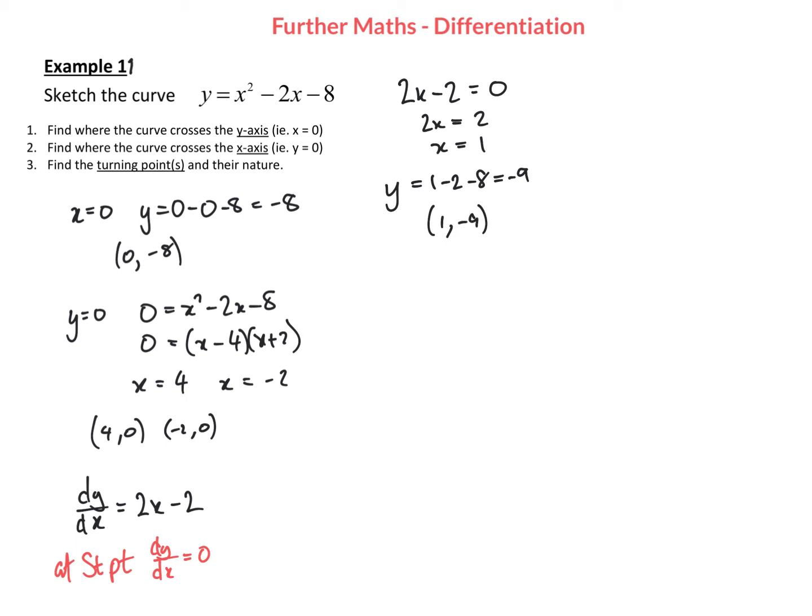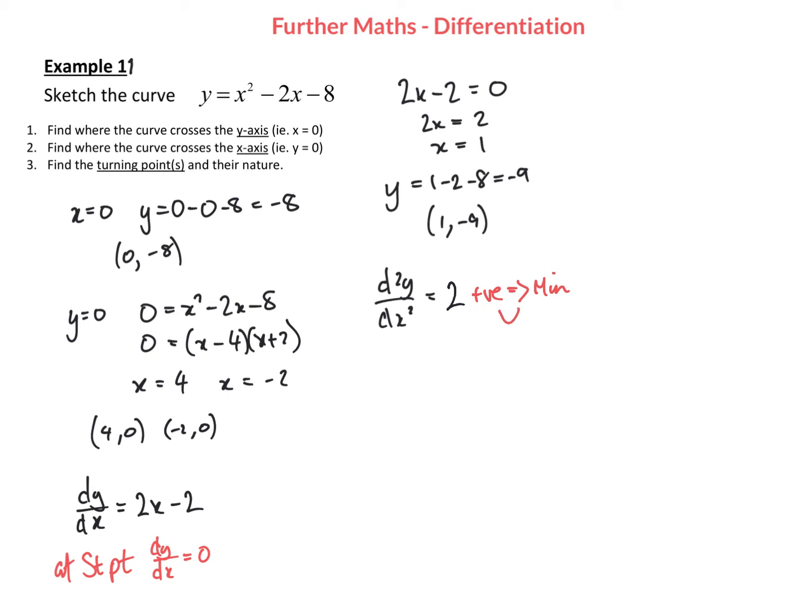Now, I know that's going to be a minimum, but again, we want to prove it. So just d squared y by dx squared, the second derivative. When we differentiate 2x minus 2, we just get 2. And that is a positive value, which implies a minimum turning point. It's a happy face.